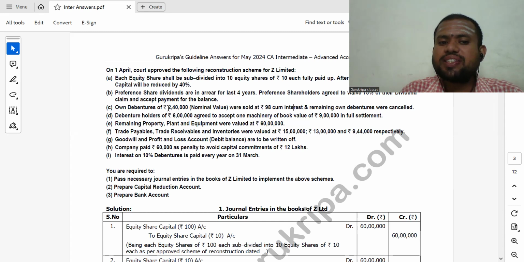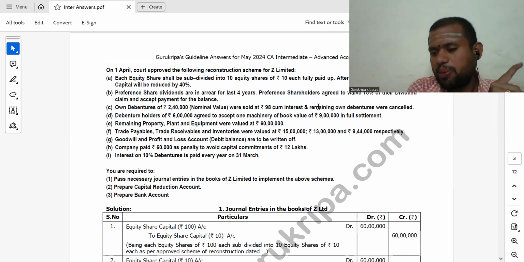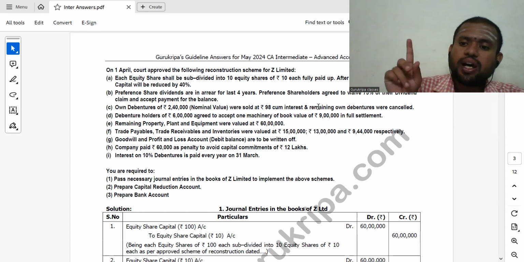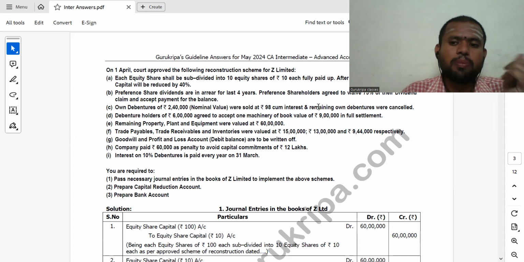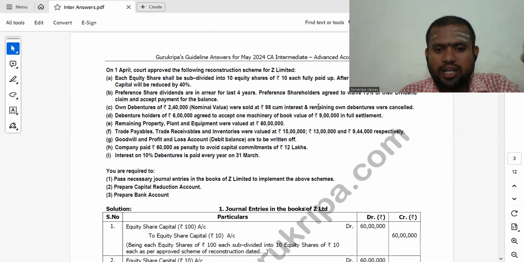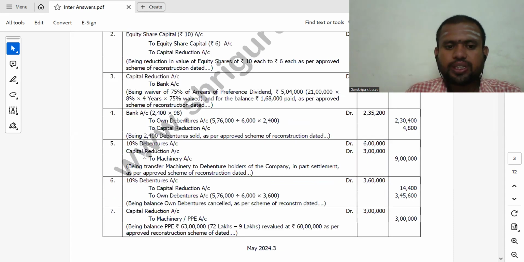So what is the entry for selling the debentures? Bank account debit to own debenture, balancing figure internal reconstruction. Like that, the balance debentures were cancelled. Cancelled in the sense, 8% debenture liability is on the liability side, and own debenture is an asset. Both we have to cancel. So asset cancelled credit, liability cancelled debit. So 10% debenture debit to investment in own debenture, balancing figure internal reconstruction. That's it. Then other things are same. So there is no entry for this interest.